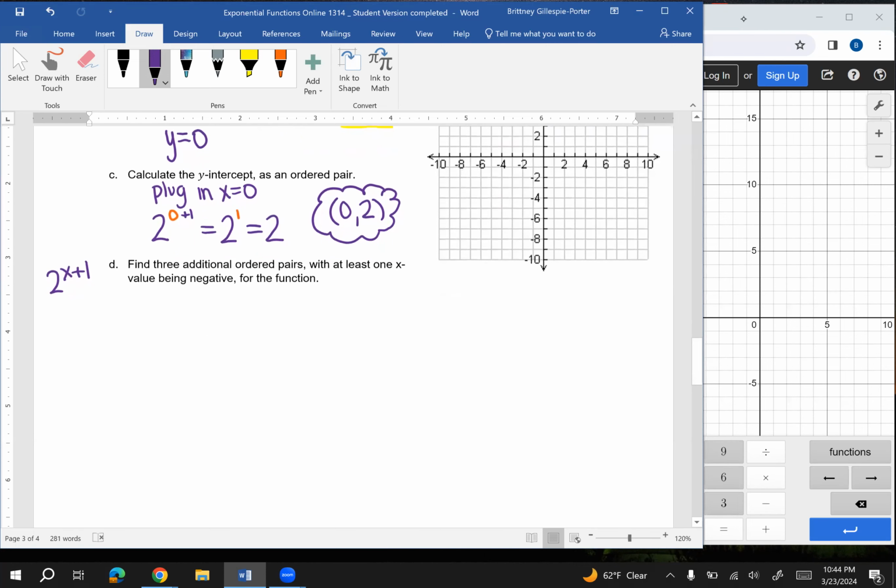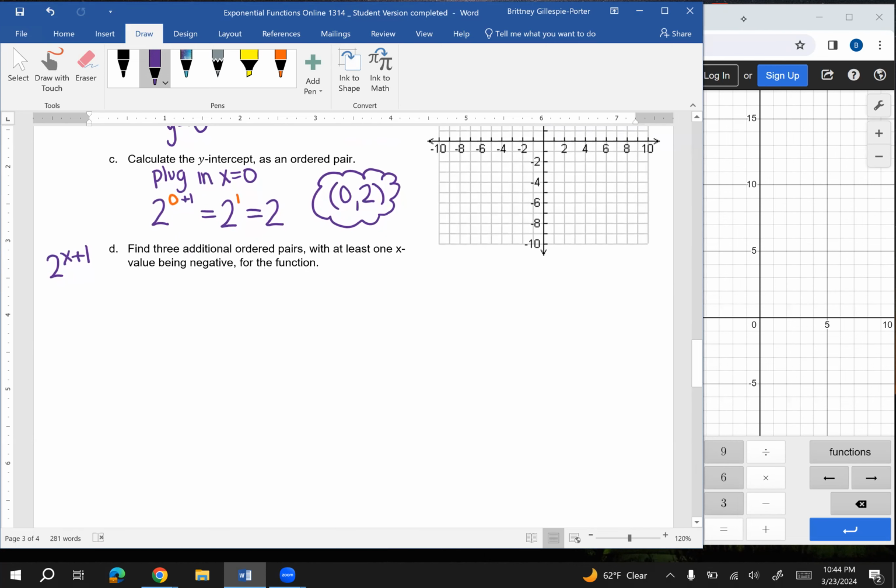So when we're plugging these in, we're going to stick to smaller x values. You can pick any values you want, but here I'm asking at least one of them to be negative. So if we do an XY chart, pick any 3 x values you want other than x equal to 0, because we already did that. So let's see what happens when we plug in -1. We already plugged in 0, so let's plug in 1 and 2.